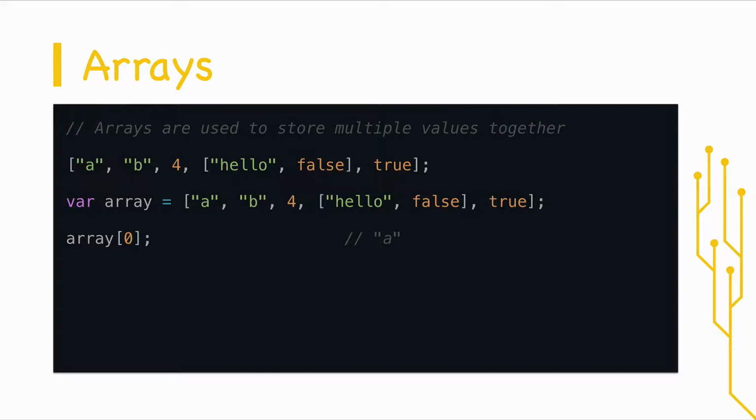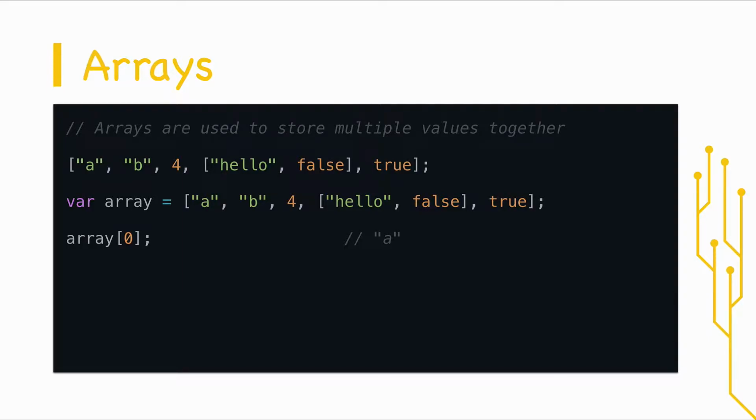So what exactly is an index? Well, when you create an array, each individual item or element is actually assigned an index, and this index starts from 0. So the very first element of an array contains the index 0, the second element contains the index 1, the third element contains the index 2, and so on. So in our array, for example, the very first element is a string A, the second element is a string B, and the third element is number 4, and so on.